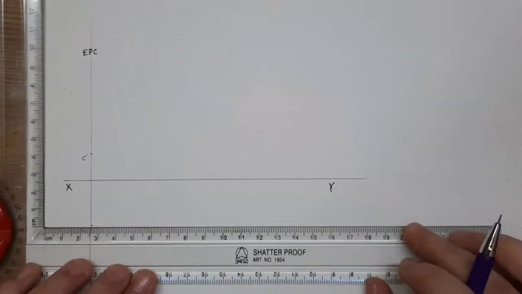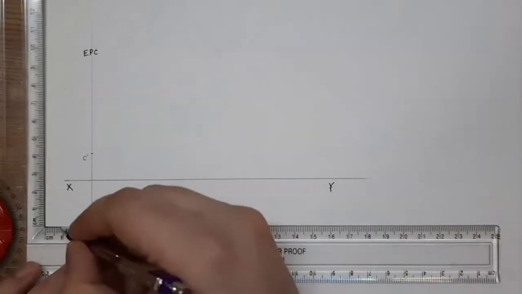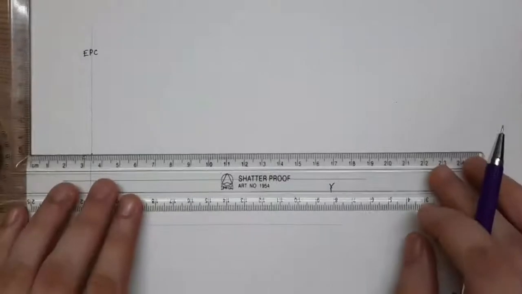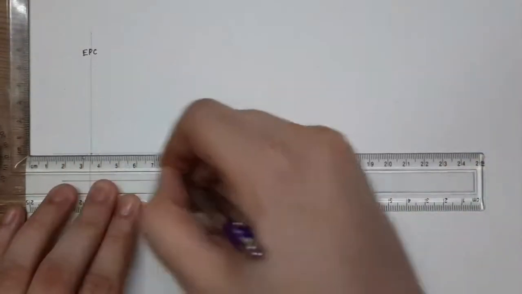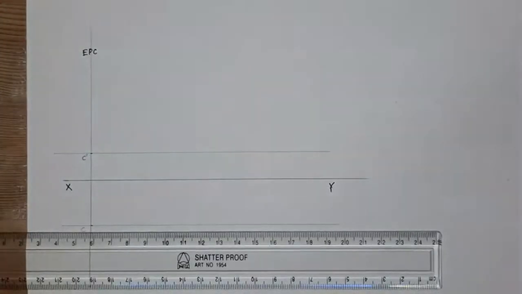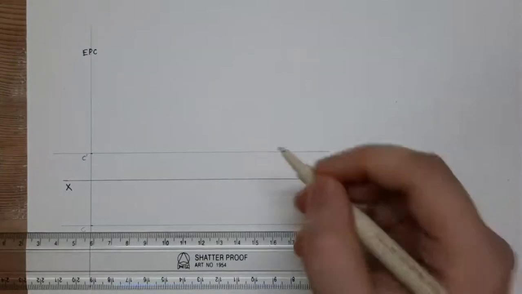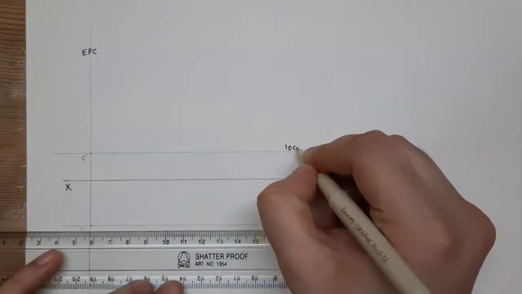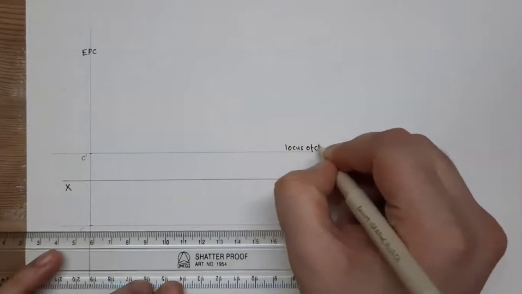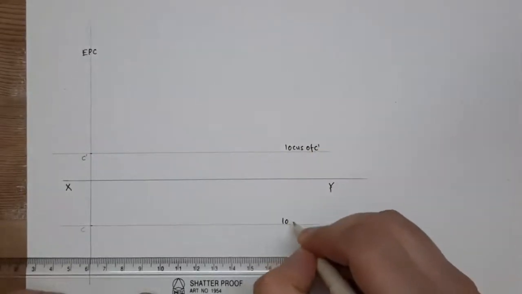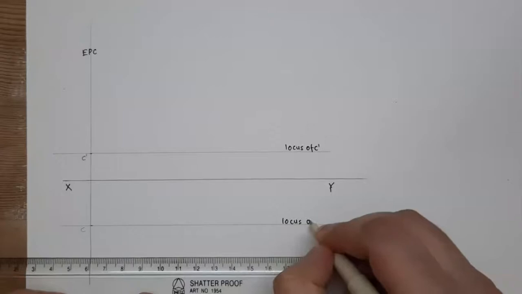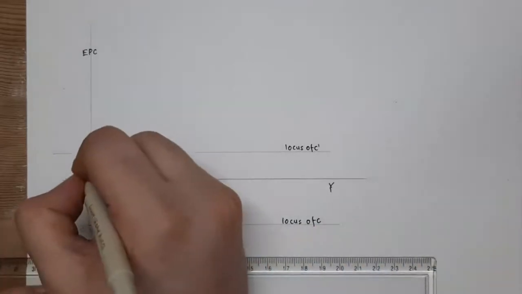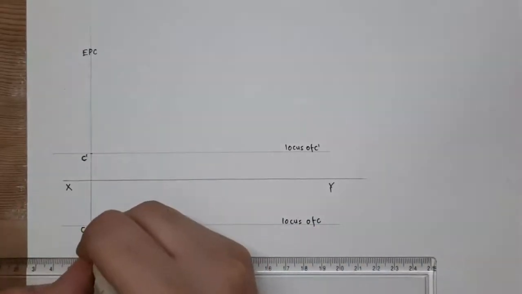Now I will be drawing two lines parallel to XY from both these points. First one and the second one. Now I have to name them. The names are locus of C dash and locus of C. This point is C dash, this point is C.